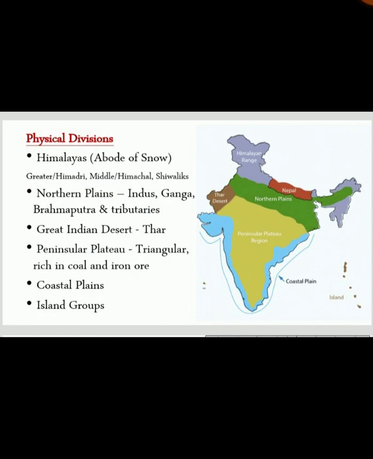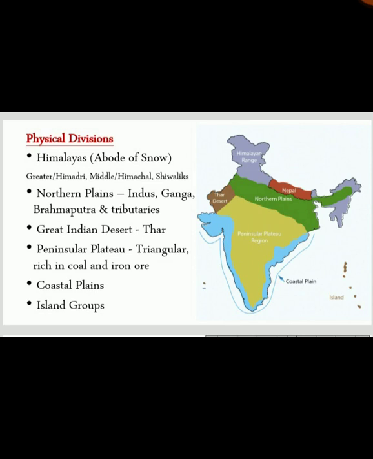Physical divisions: in this diagram you can see different shades used to show the physical divisions. India consists of 6 physical regions: the northern plains, the northern mountains, the Great Western Desert, the peninsular plateau, the coastal plains and the islands. Here are the Himalayas, abode of snow. They contain the Greater Himalaya, Himadri, Middle Himalaya, Himachal, and the Shivaliks. Middle or Himachal means the same, and the Shivaliks.